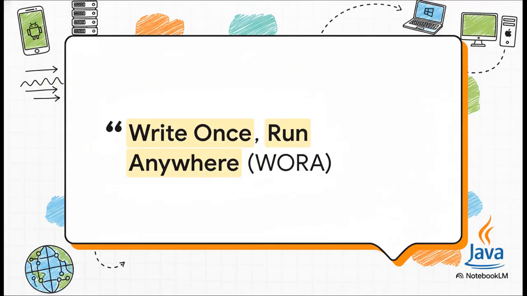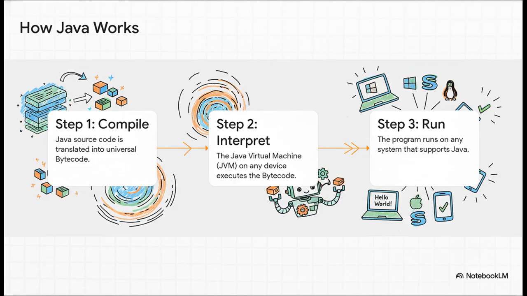It's used on literally billions of devices, from your Android phone to massive corporate servers, and its whole philosophy is summed up in this one phrase: write once, run anywhere. Now, this was a total game changer when it came out. Before Java, you basically had to rewrite your entire program for Windows, then again for Mac, then again for Linux. It was a nightmare. Java said, nope, write it once and it'll work everywhere. So how on earth does it do that?